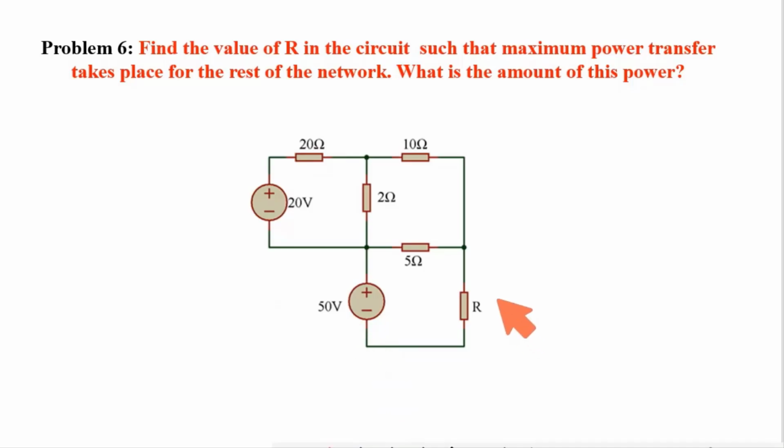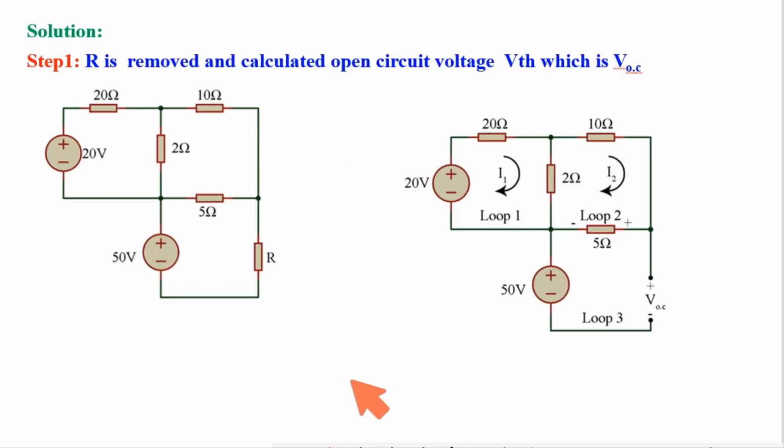Problem 6. I need to find out the value of load resistance to get the maximum power from the rest of the circuit, and also I need to calculate the maximum power at load. I am following the maximum power transfer theorem. I need to find out VTH, that is the open circuit voltage. So removing this load, the potential across this is the open circuit voltage, that is VTH. The rest part is the same.